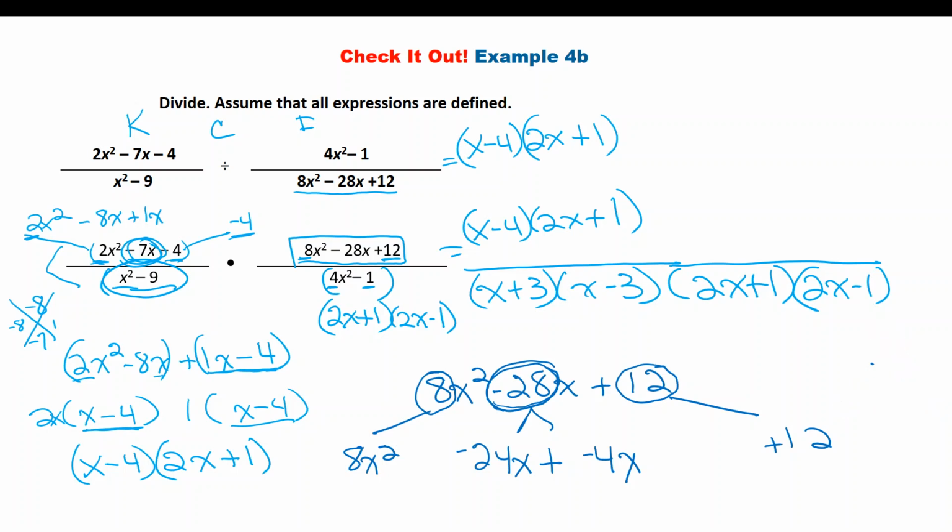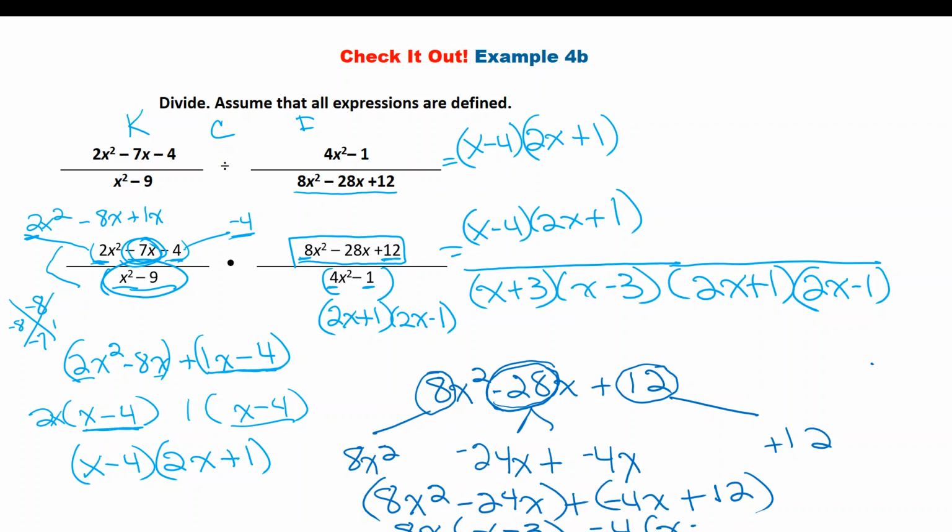I'm going to clean this up just a second here. So I'm going to say that's 8x squared minus 24x plus a negative 4x plus 12. All right, and I can group all that together. And I see that I can factor out an 8x here. That's going to leave me with 8x minus 3. And here I can factor out a negative 4. That leaves me with x minus 3. So that is going to leave me with 8x minus 4 times x minus 3.